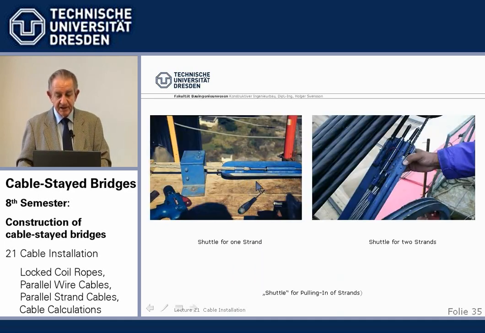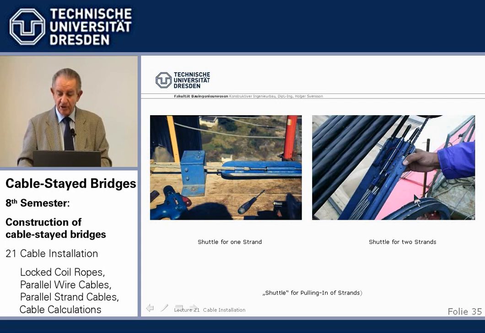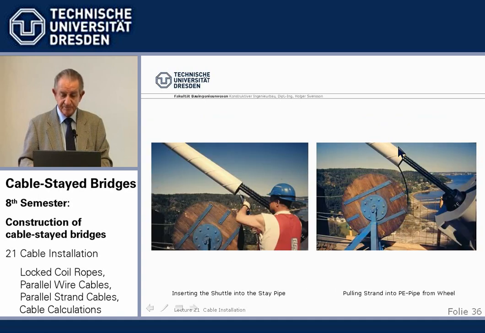So first we have to connect it, and we see here the so-called shuttle, a system where we can connect the new strand to the pull rope inside the PE pipe, which runs up and down like a shuttle. We can also connect two strands, pulling up two at the same time. And then we have the shuttle, the pull cable, and from the reel with a very long length, the strand is pulled up into it. That's how it goes on. Now it enters the PE pipe to the tower head.